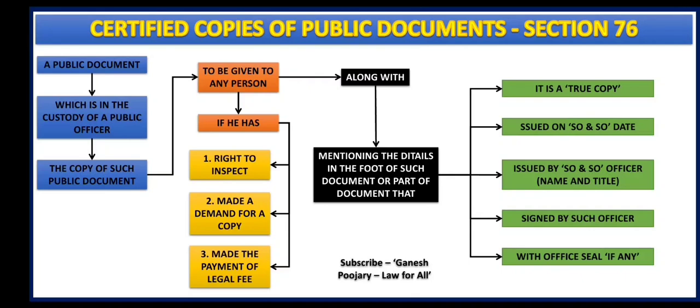Now, if he has completed all these three requirements, then the public officer, while giving the certificate, has to mention the below important details, which should be available at the foot of such document or part of the document. What are the 5 requirements? 1. He has to mention that it is a true copy of such document or the part of the document.